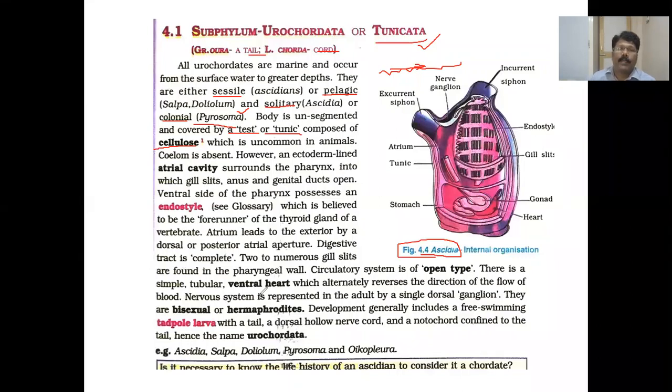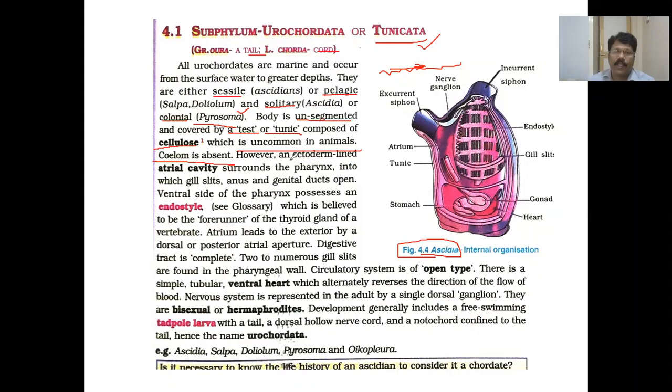And now the body is unsegmented. That means it doesn't show any segments, and it is covered by a test or tunic composed of cellulose. And cellulose is a plant material, and you never see this kind of plant material in animals because it is very, very uncommon in case of animals. And most importantly, the coelom is absent. No coelom is present. Remember, urochordates show very prominent features like the body covered by a cellulose-like structure, and they do not have any kind of coelom.